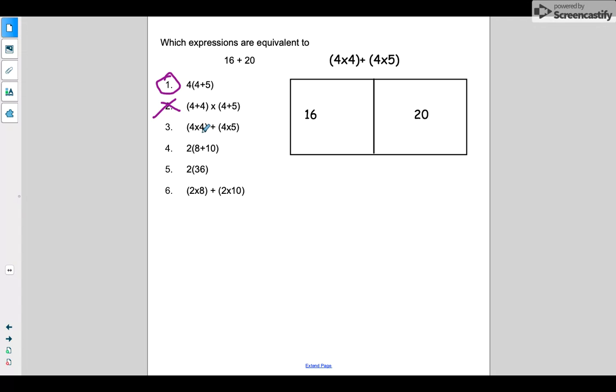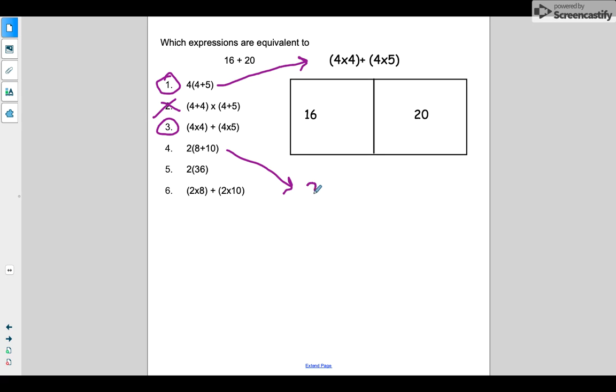Now I'm going to check the next one. 4 times 4 would give me that 16. It's a 4 by 4 array, plus 4 times 5. Well, that's actually just taking my first one and putting it into expanded form, so I know number 3 would work. So then I get to number 4. And again, since it's in factored form, it might actually be easier for me to change it into expanded form first to see if it will work.